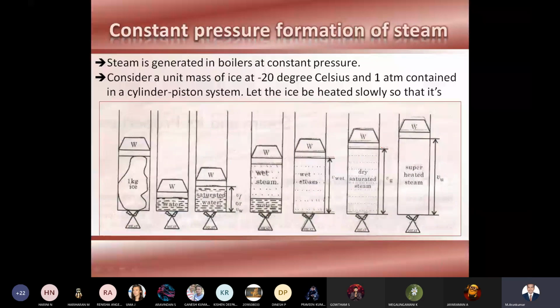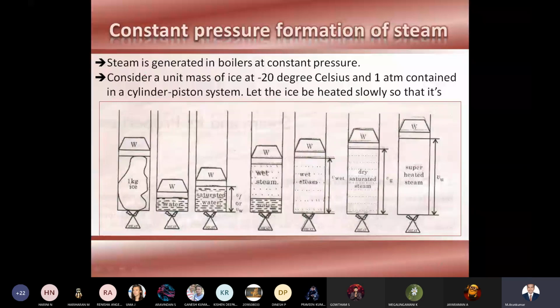Right, so this is the procedure for producing steam with constant pressure formation. Just if you follow this diagram, yes, we can produce the steam. So steam is generated in boilers. So the main component for the formation and storing of steam is the boiler, right? A lot of mechanical companies like BHEL were producing these boilers. So it should be very specific.